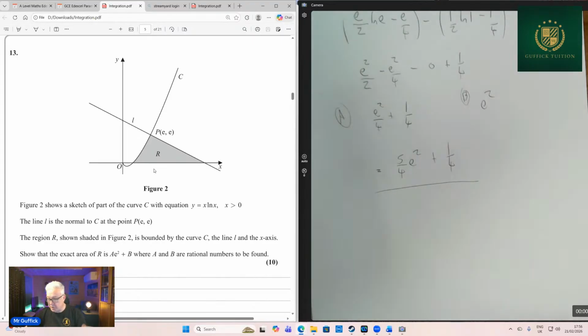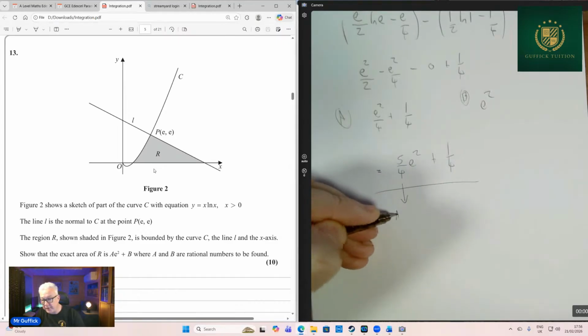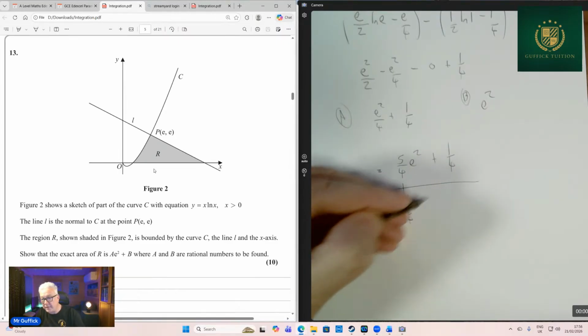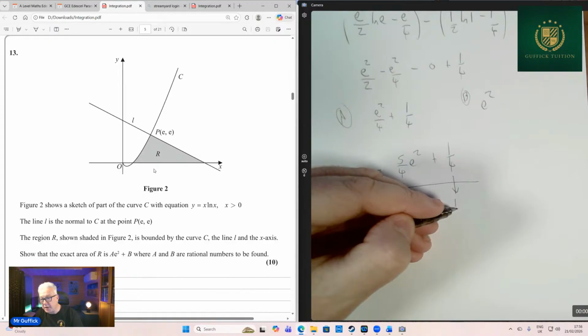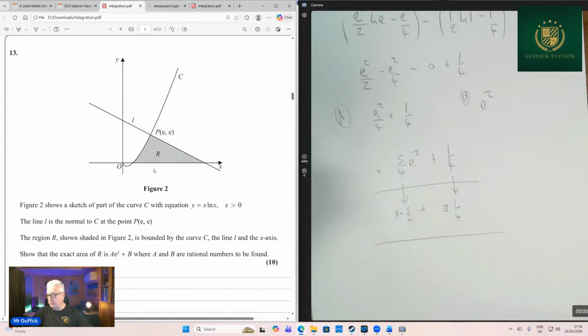Now let's look at the question and see what the question says. The question says, show that the exact area of R is equal to A times e squared add B, where A and B are rational numbers to be found. So the A from this question is the 5 over 4. So there's the 5 over 4. And the B is the quarter. And that's the question done. Okay, there we go. Perfect.